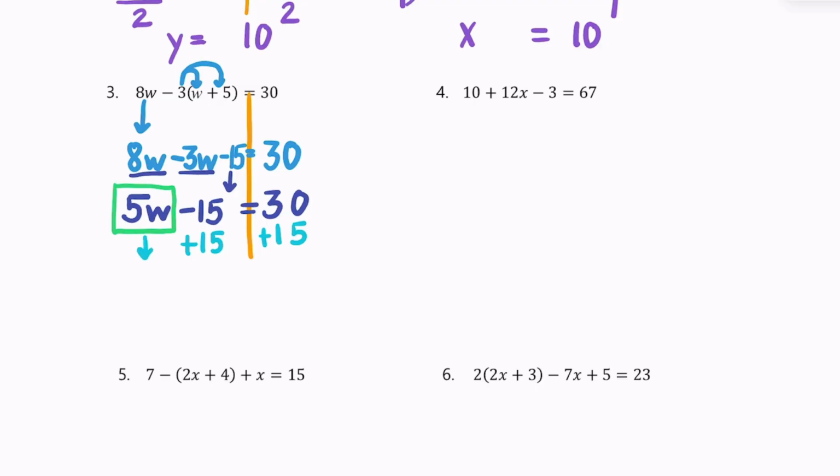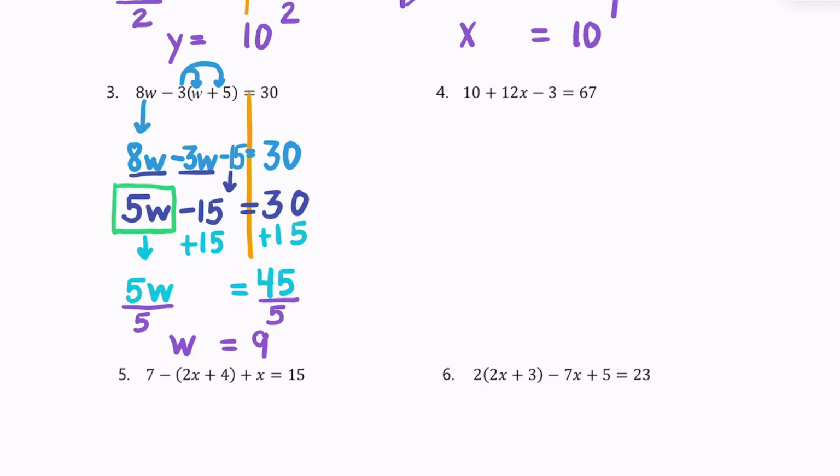Bring down my box. 30 plus 15 gives us 45. And then that says 5 times w, so the opposite of multiplying is to divide. Okay. And that's going to give us w equals 9.